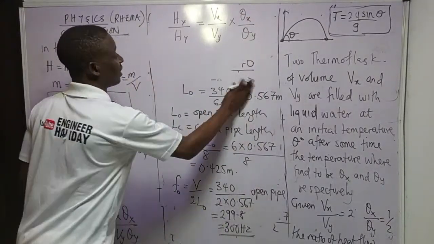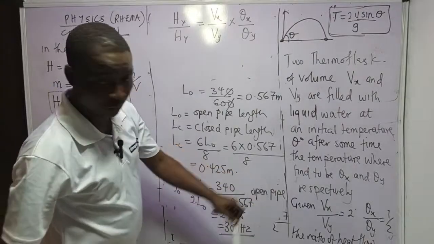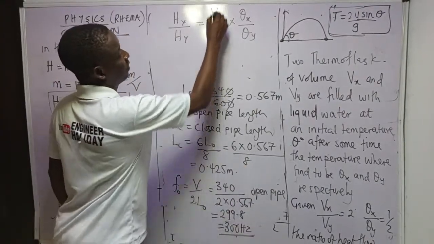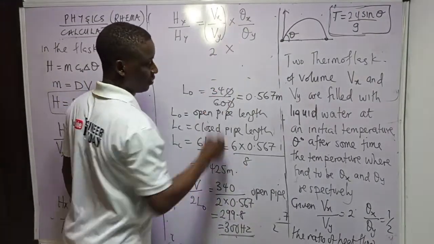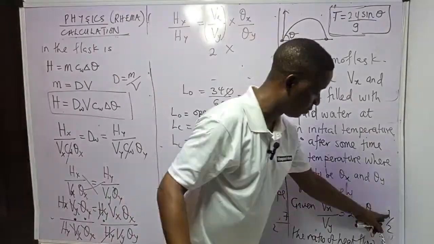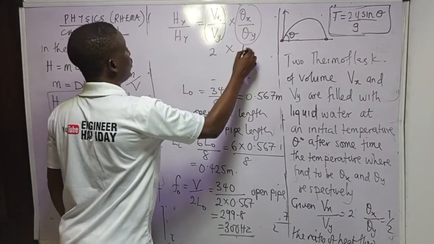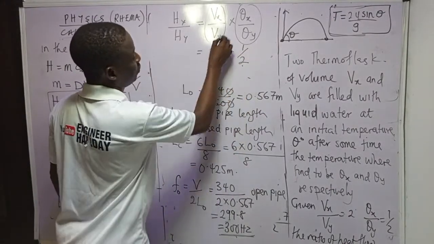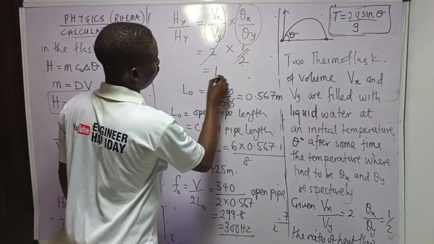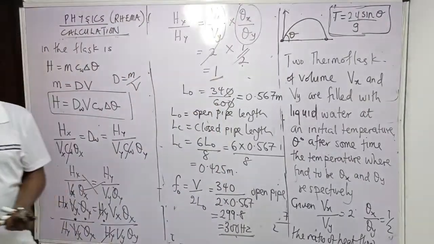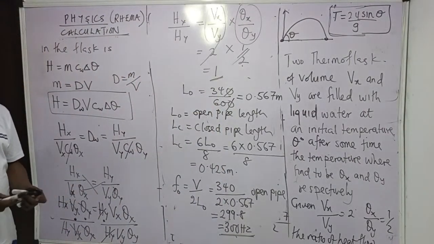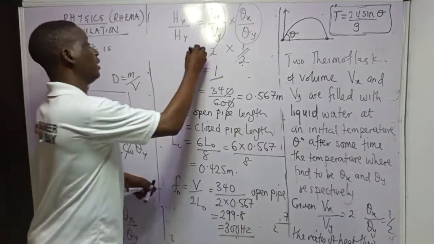So what is the final answer now there? What is Vs over Vy? We are given as 2. This one is given as 2 times. What is theta s over theta y? What do you have? 1 over 2. I mean, so this one cancels. What would I have? 1. Is 1 there in the option? Yes, that is the answer to that question that you just gave to me now.